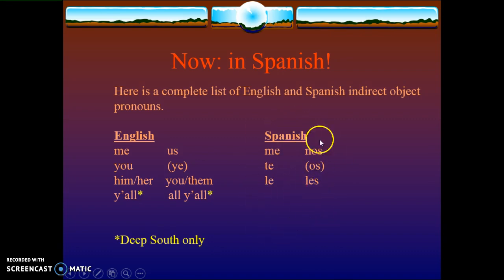Hey, don't these look familiar? They sure do. We were introduced to some of these when we talked about the verb gustar. Me gusta, te gusta, le gusta. Well, we're using them again. So me would refer to me, te, you, le, him or her, nos, us, and les, you or them.